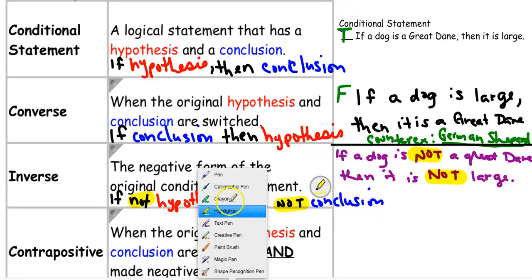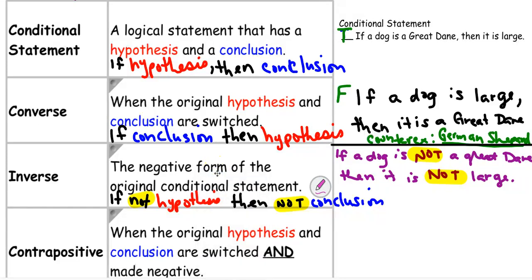So again, if we talk true false here, I'm going to say for the same reason, this one is false. If a dog is not a Great Dane, so think of all the different dogs that are not Great Danes. Up here I said German Shepherd. So if I said, okay, I'm talking about a German Shepherd, well then the conclusion would say that it is not large. Well, that's not true. A German Shepherd is not a Great Dane, but it is a large dog. So that's what makes the inverse a false statement also.